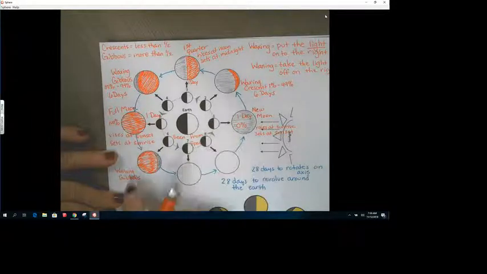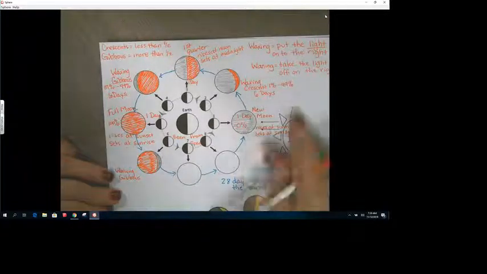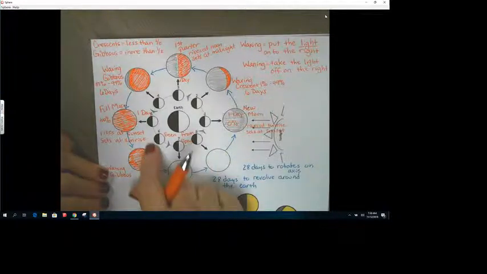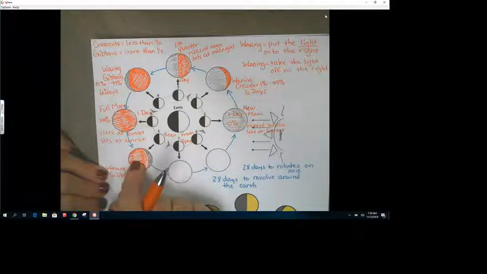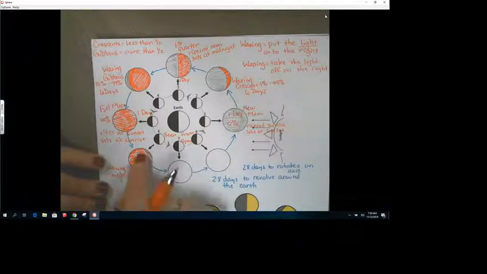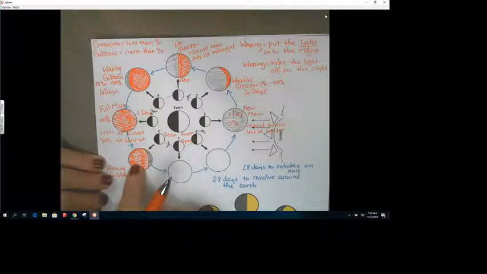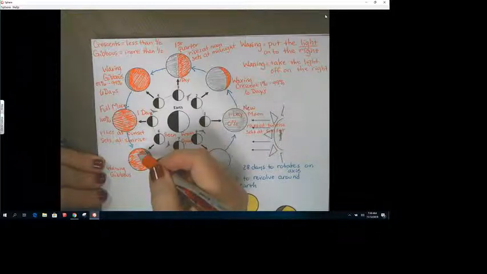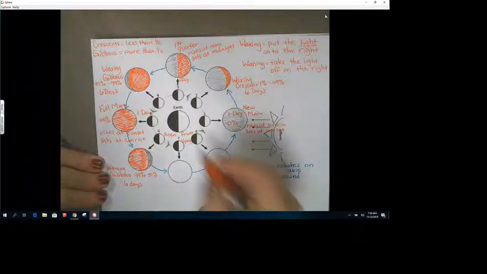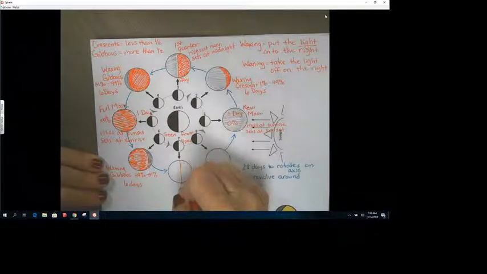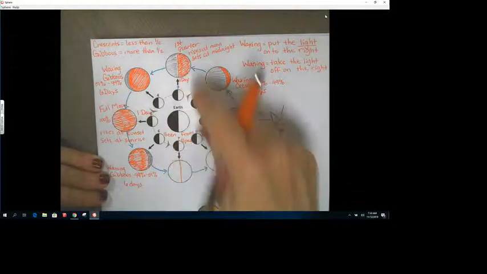Okay, waning gibbous. Remember that waning means that we're going to take the light off on the right. So this is my right side of the paper. I'm taking the light off on the right. And so now my light is on the left. Gibbous means that I still have more than half of the moon that is lit. Alright, so this again is going to go from 99% to 51%, and it's going to take about 6 days. As I'm going around, then my next phase that I'm going to get is my third quarter.